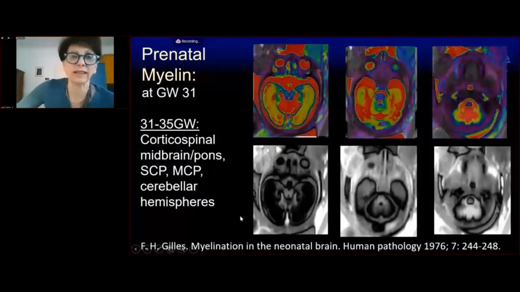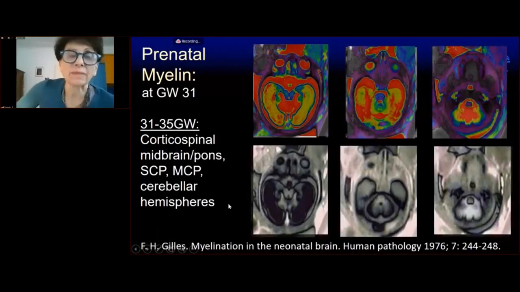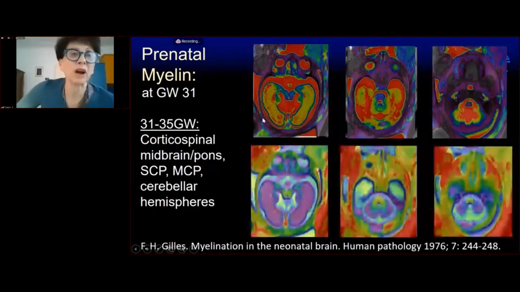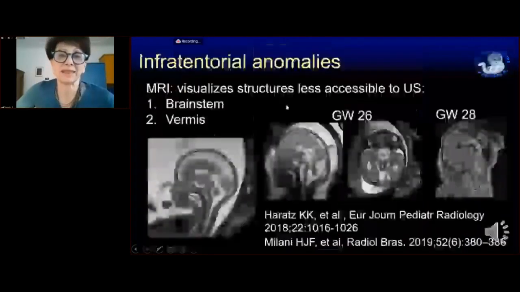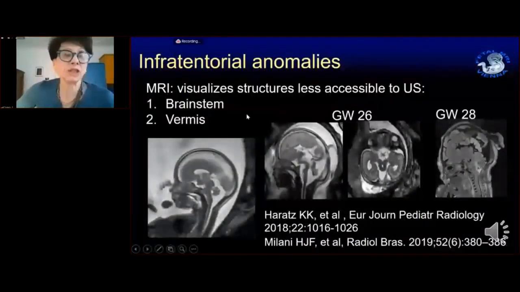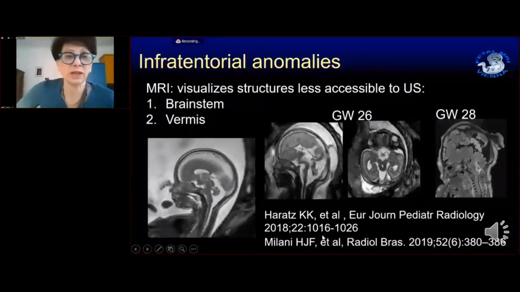So please take home: MRI visualizes structures that may be less accessible to ultrasound, especially the brainstem and the vermis. And of course, I don't do that work alone. I have a huge team working at my hospital and also all over the world doing that research. Thank you very much.